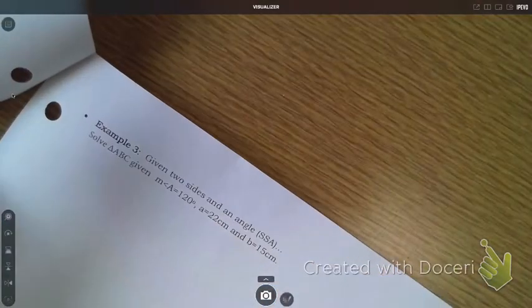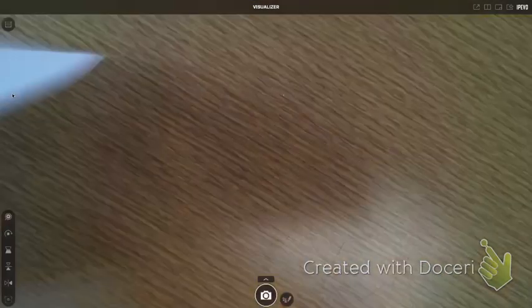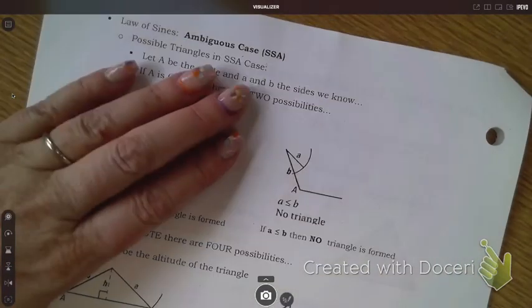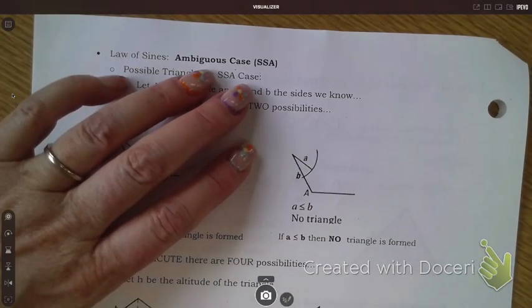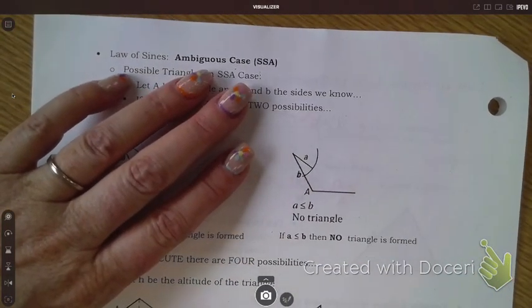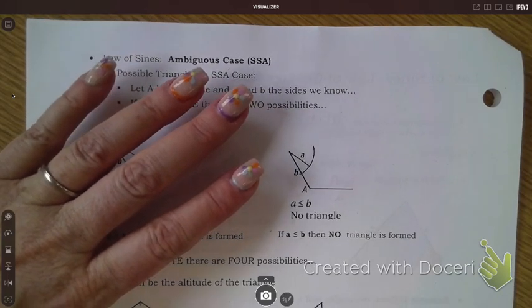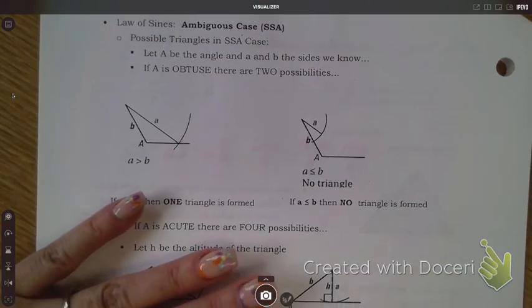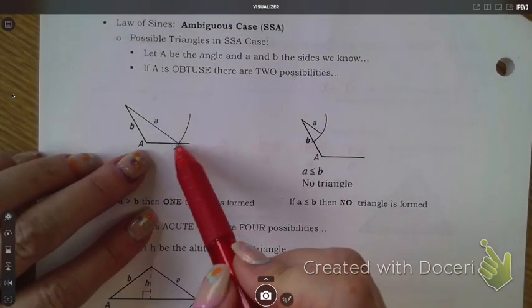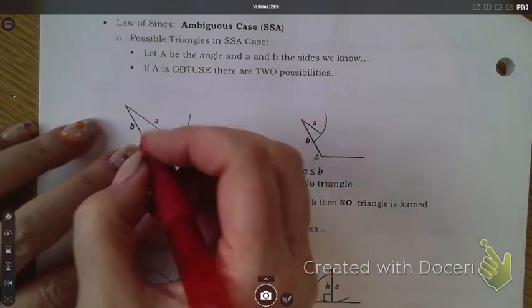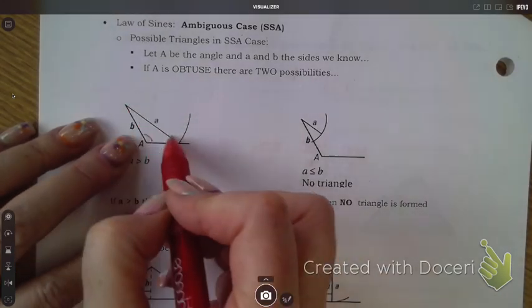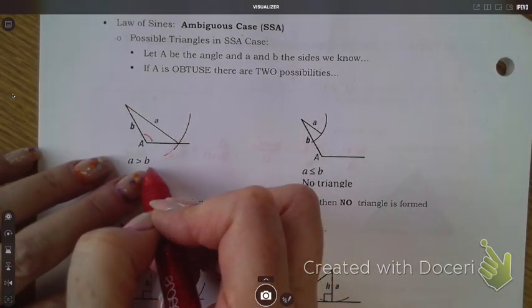Okay. The back is the ambiguous cases. We'll talk about it for a minute, but I'm not going to go over it today. If you look at the top, ambiguous means unclear. What that means is there possibly could be two triangles. So if I were drawing a triangle and I said my angle is here, this is an obtuse angle, correct? There can only be one obtuse angle in a triangle. And I draw it down and I hit once, I have one triangle.